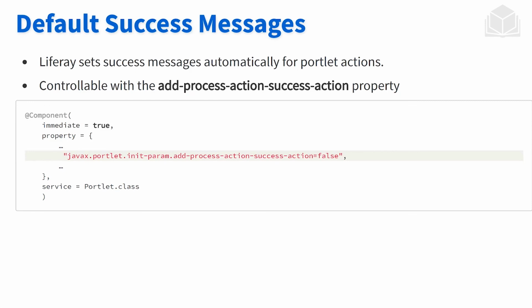One thing to note is that when we are working with our portlet components, the portlet component by default will automatically provide a success message. So if you're going to be implementing your own custom messages, you'll want to turn off the default success message that comes with our portlet components. Here on the screenshot, you'll see the specific line of code that helps you do that.